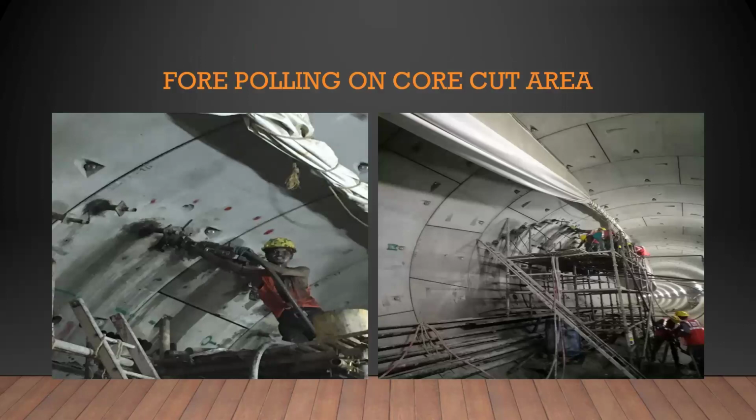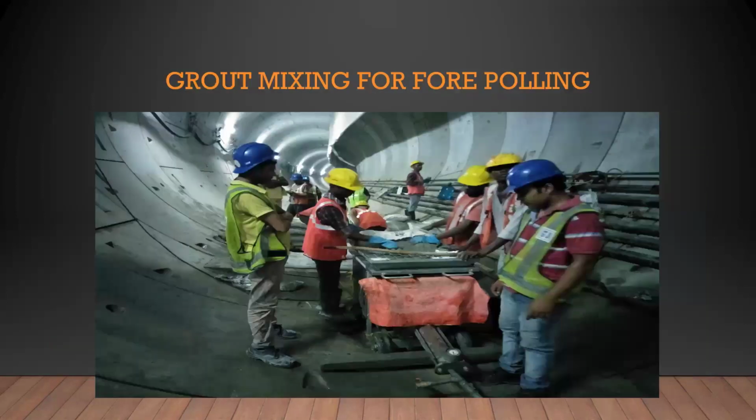Initially survey marking will be carried out, then with the help of the ROC, rock overhead crawler, that drilling needs to be performed. Then grout mixing for forepoling. Here we are using cement and four-rack material, SIPEX 100.